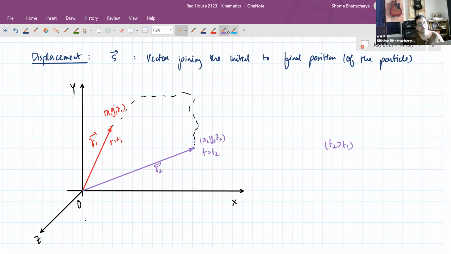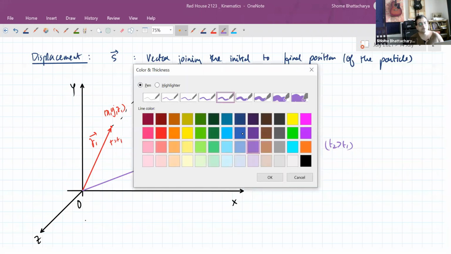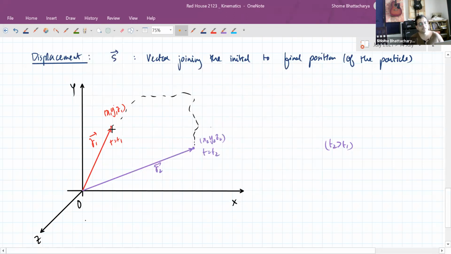Okay, so now my displacement vector during this time interval from t1 to t2, as the particle has moved through whatever path but changed its position from this point to this point. So the displacement is going to be the vector joining the initial point with the final point. So this is the displacement. So in this example, we can say this is the displacement.